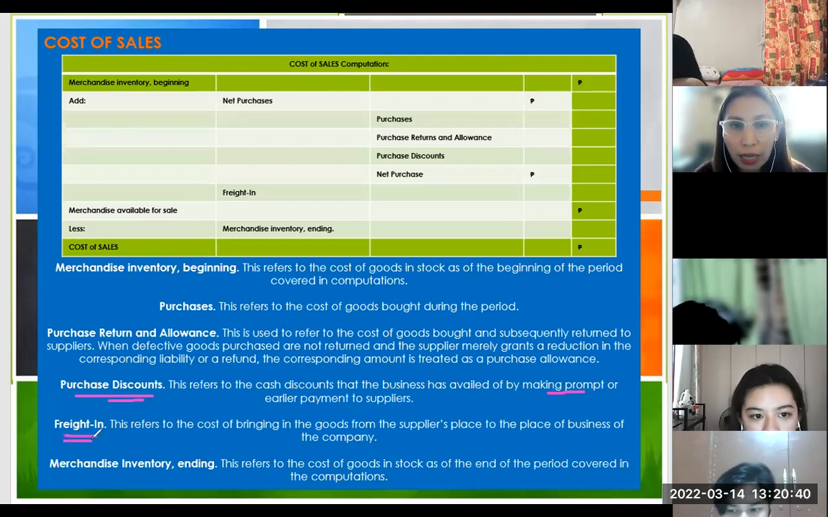What is freight in? Freight in refers to the cost of bringing in the goods from supplier's place to the place of business of the company. So, again, ang sabi ko nga sa inyo, dalawa yung expenses. Freight in and freight out.